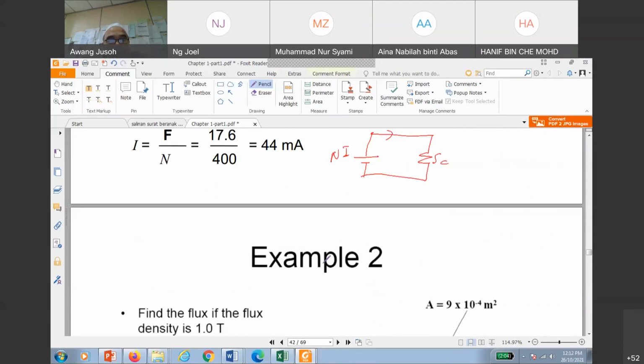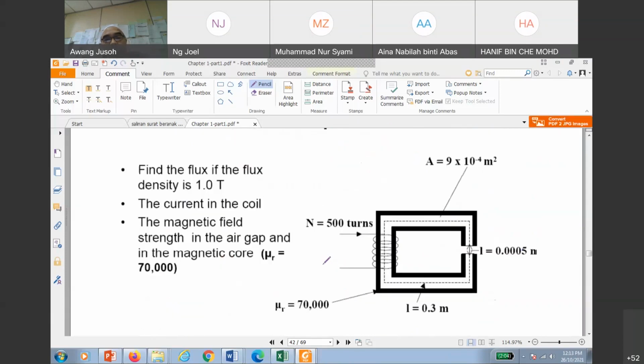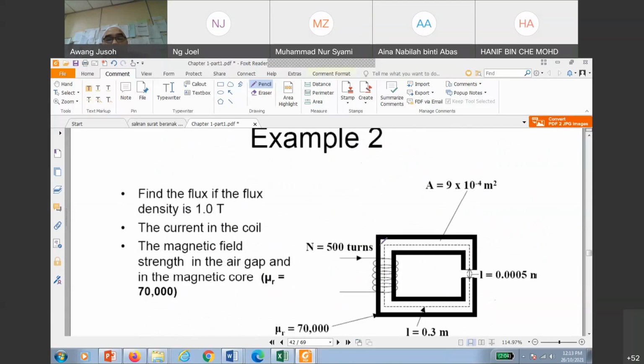Okay, the next example. We are given the same magnetic material, but now we have an extra thing, this air gap. So in this circuit, you need to convert to an equivalent circuit first. You see this structure, you have the source there, and then one medium which represents the core, and the other medium which represents the air gap.